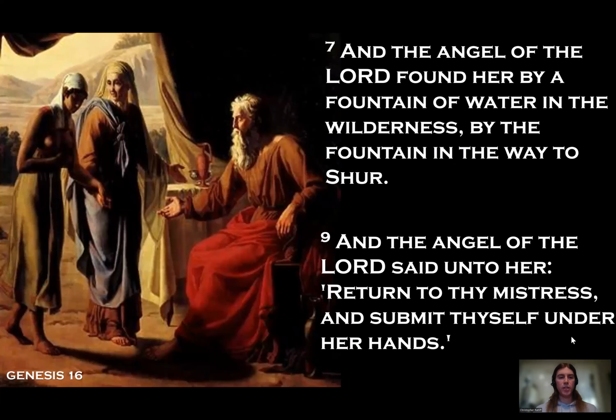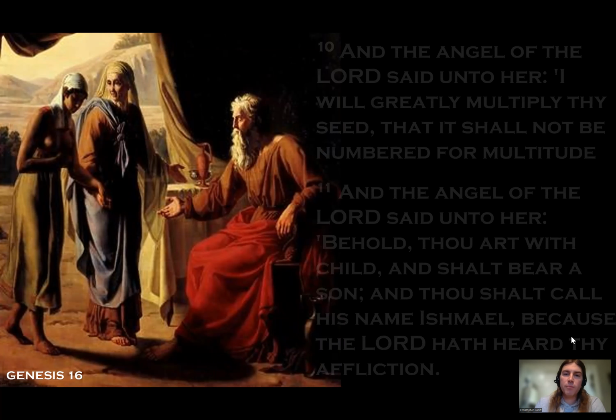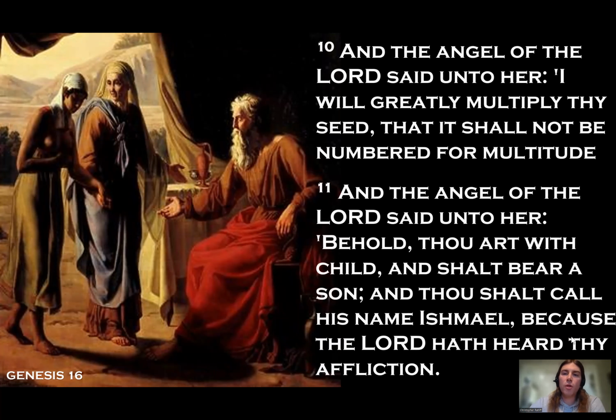So the Bible says in Genesis 16, "And the angel of the Lord found her by a fountain of water in the wilderness, by the fountain on the way to Shur. And the angel of the Lord said to her," meaning Hagar, "Return to your mistress and submit yourself under her hands." And the angel of the Lord said to her, "I will greatly multiply your seed, that it shall not be numbered for multitude."